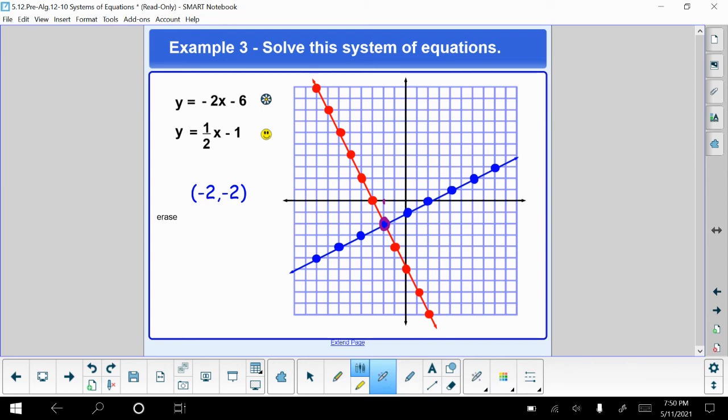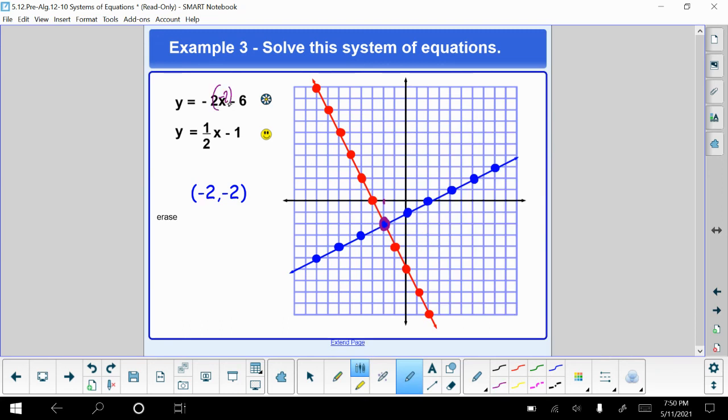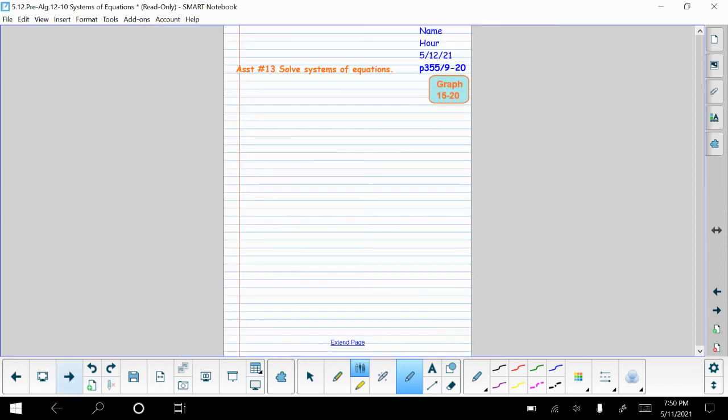And so if you wanted to check it, go ahead and toss it in. I'll do so with negative 2, negative 2. Negative 2 times negative 2 is positive 4. 4 go down 6 is negative 2. What's half of negative 2? That'd be negative 1. Go down 1, you're at negative 2. Works for both. I almost wish I would have made a mistake and shown you guys what it looks like when it doesn't work out. Alas, I did not think about that.